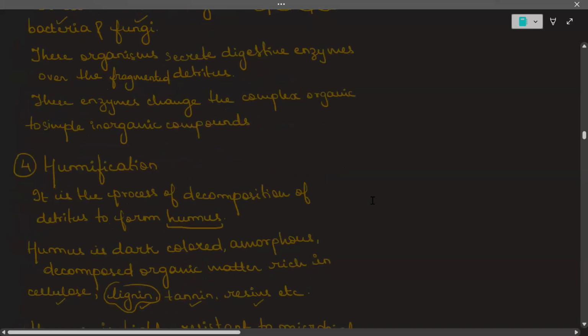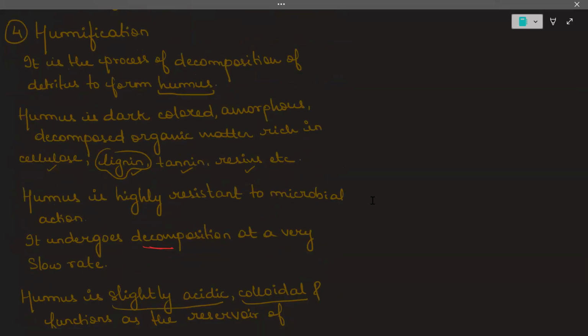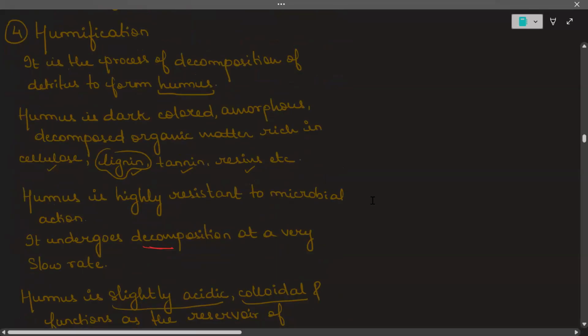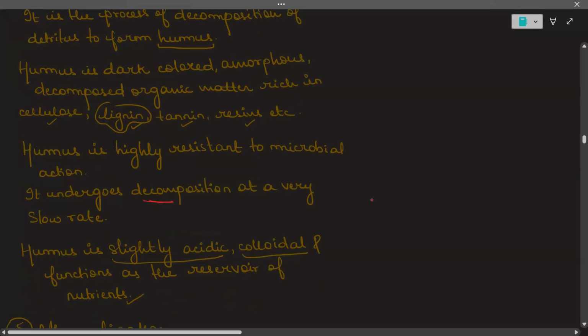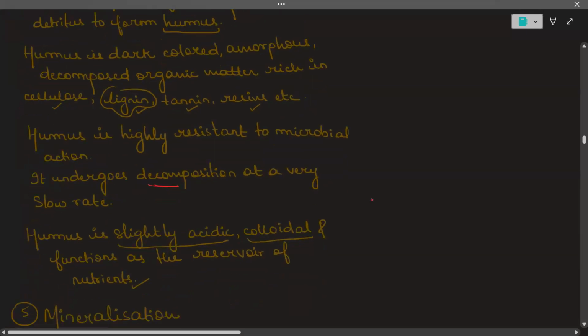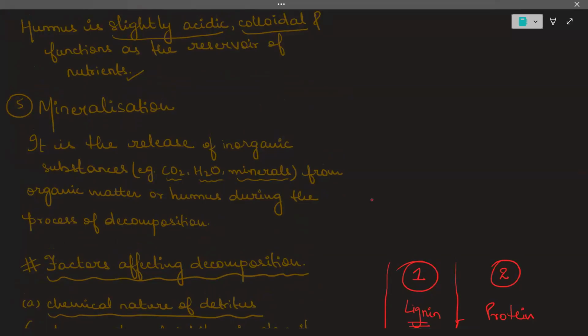Then there's humification. Humification is the process in which humus is formed. This humus is a dark-colored, amorphous, decomposed organic matter that is very rich in cellulose, lignin, tannin, and resins, and it is highly resistant to microbial action. So no microbe can actually degrade it; it decomposes at a very slow rate. Humus is slightly acidic, colloidal, and functions like a reservoir of nutrients. So it is very good for the soil as it increases the availability of nutrients for the plants.